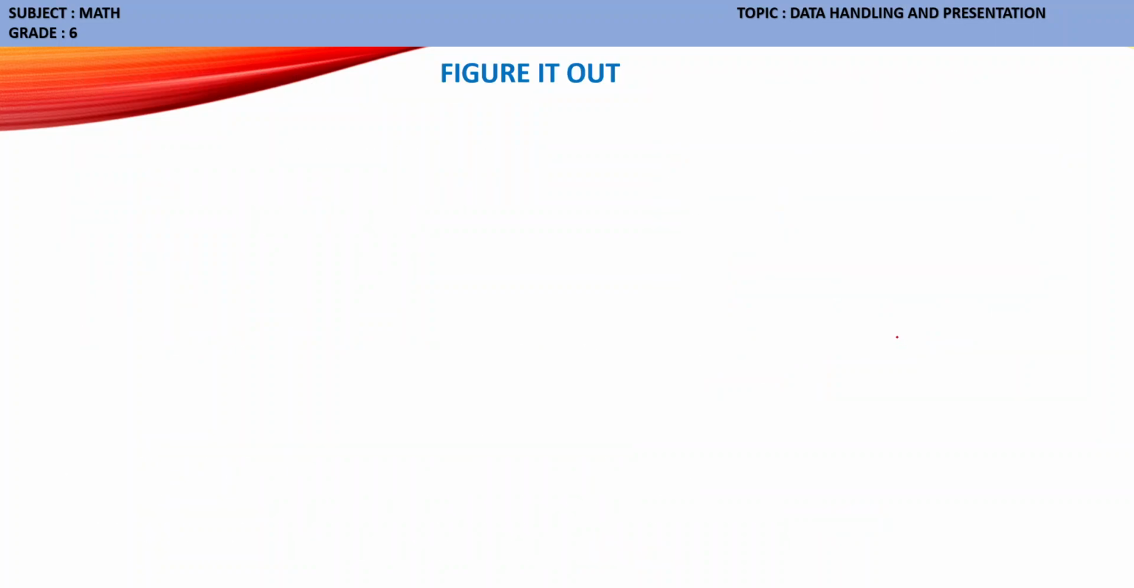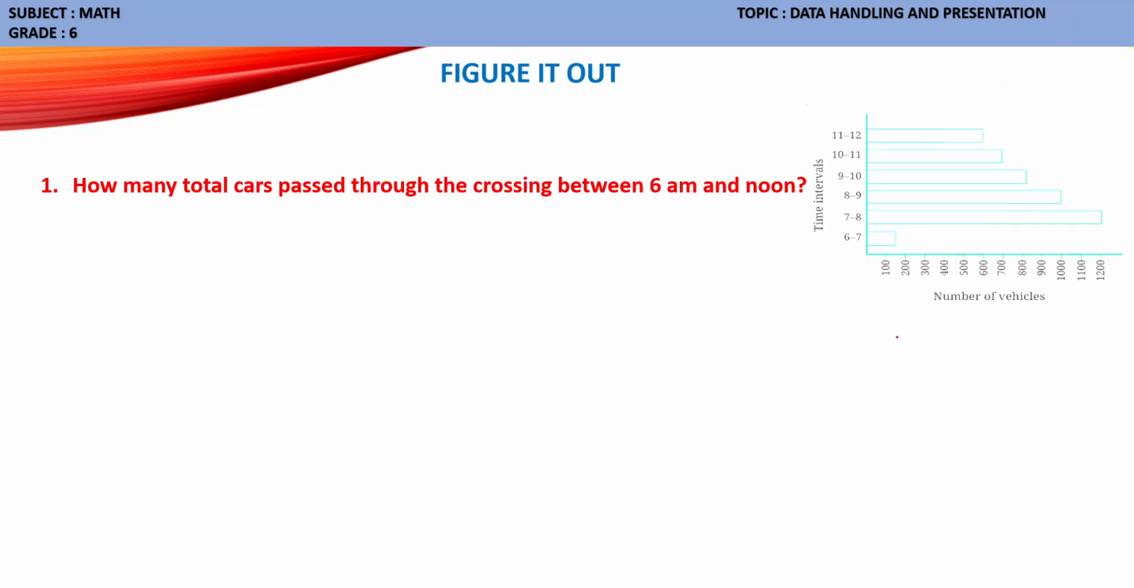Let us see an exercise problem. Figure it out. Question number 1. How many total cars passed through the crossing between 6 a.m. and noon? Here, a bar graph is given. On the x-axis, number of vehicles. On the y-axis, time intervals: 6 a.m. to 7 a.m., 7 to 8 a.m., 8 to 9, 9 to 10, 10 to 11, 11 to 12.